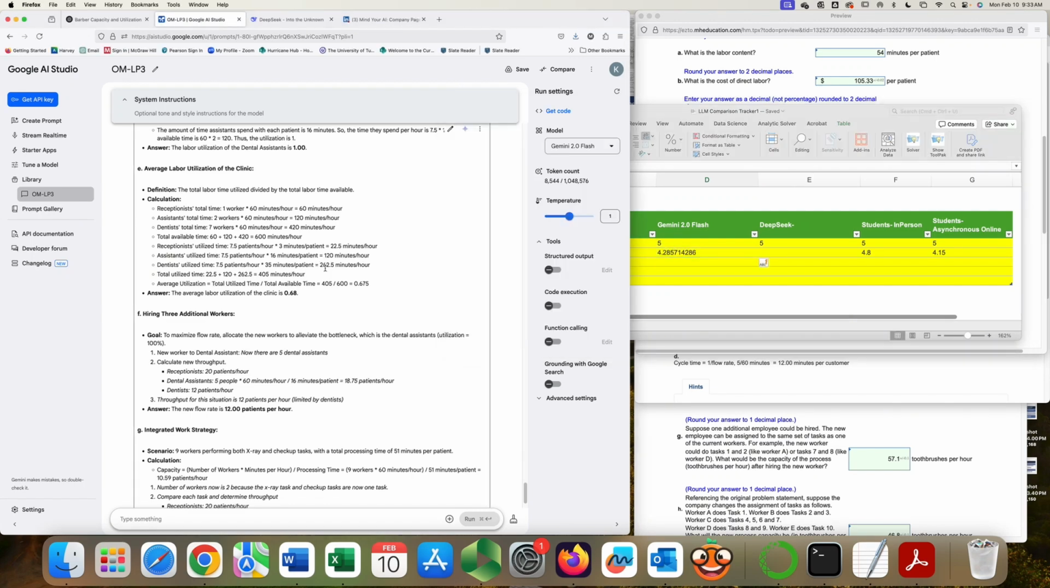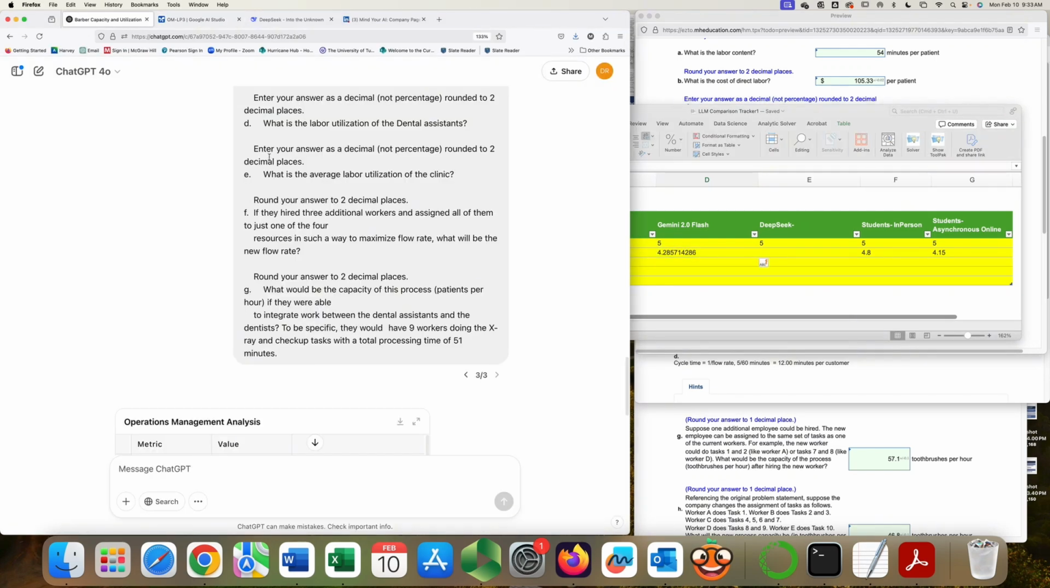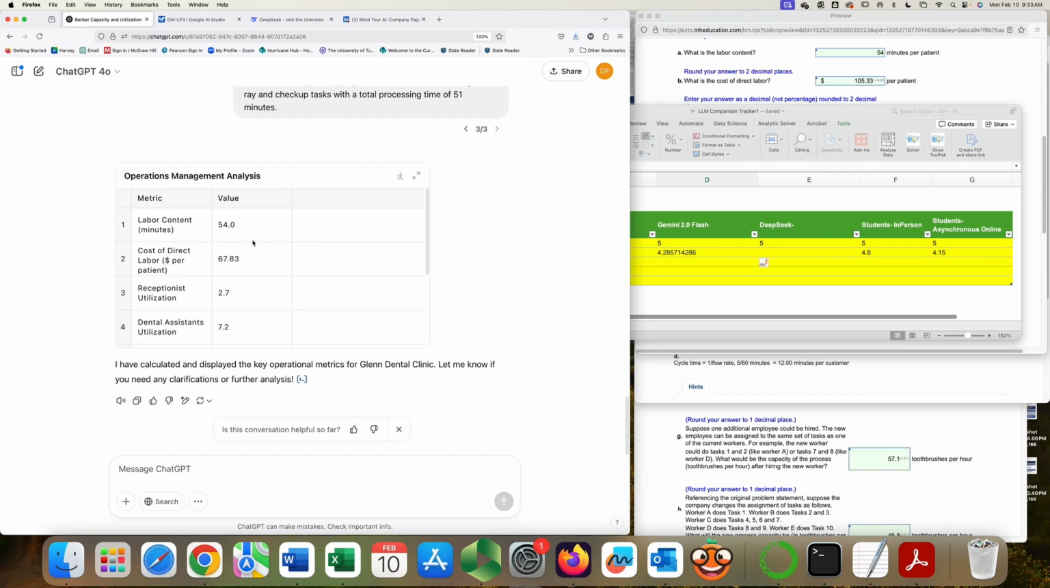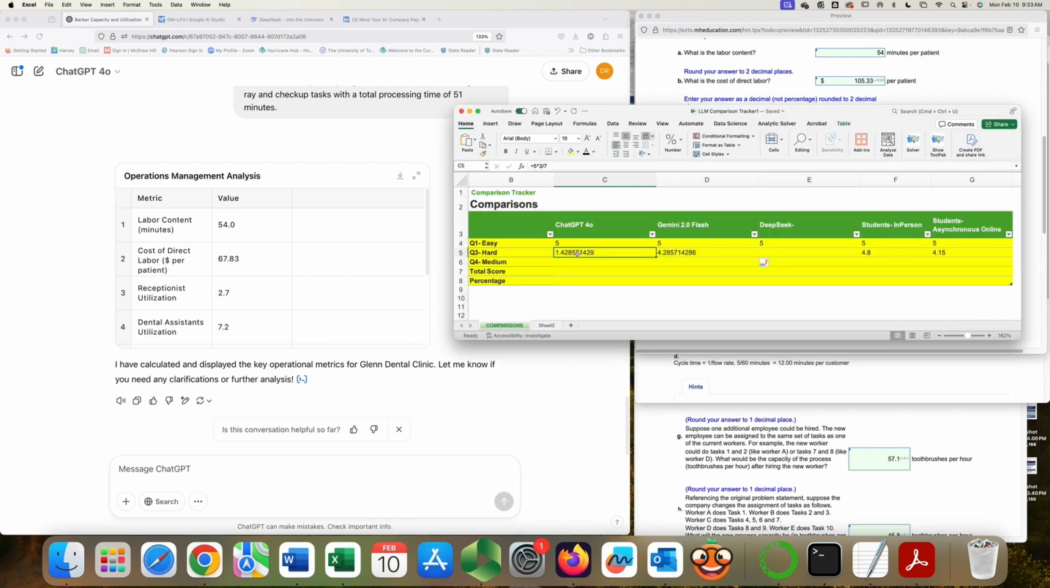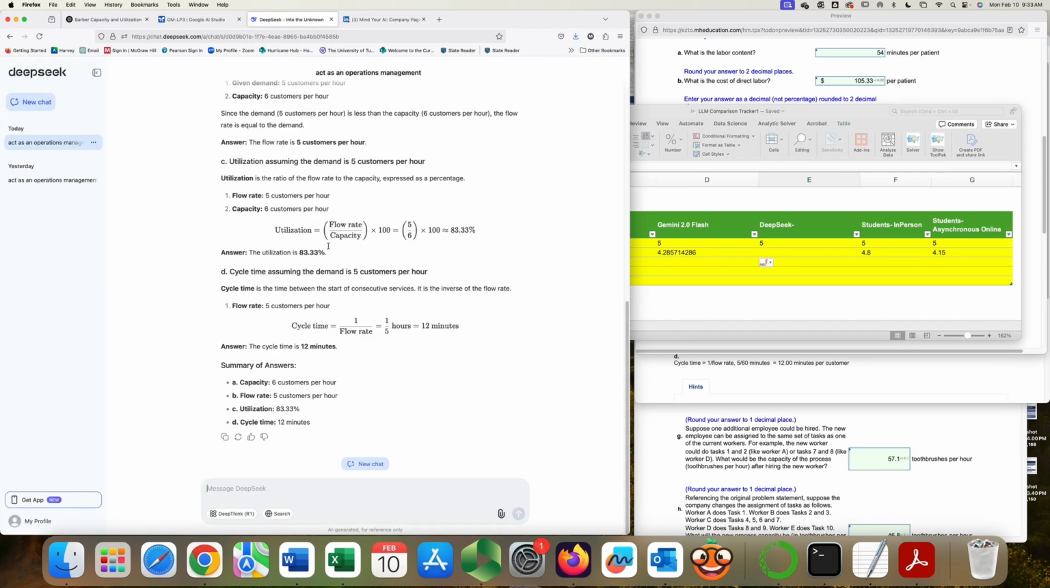Okay, let's see the answers for OpenAI. 54, that's correct. The cost of direct labor is incorrect. The utilization is incorrect. It didn't help much. So except for the last one, it's 2 over 7. So that's what we got here, right? 2 over 7. That is the OpenAI. So let's see the DeepSeek.